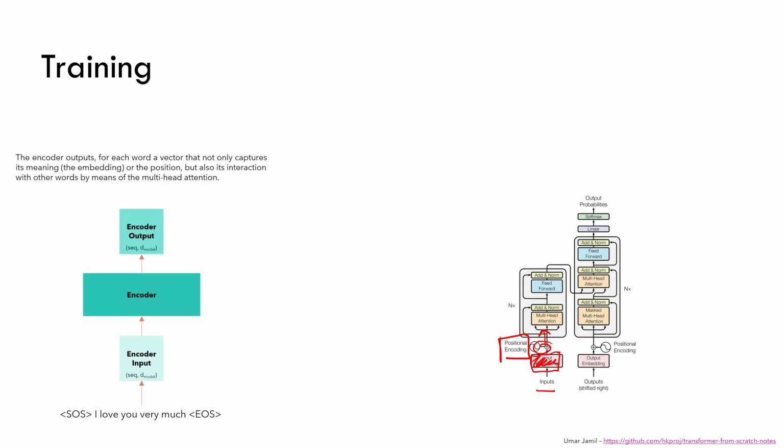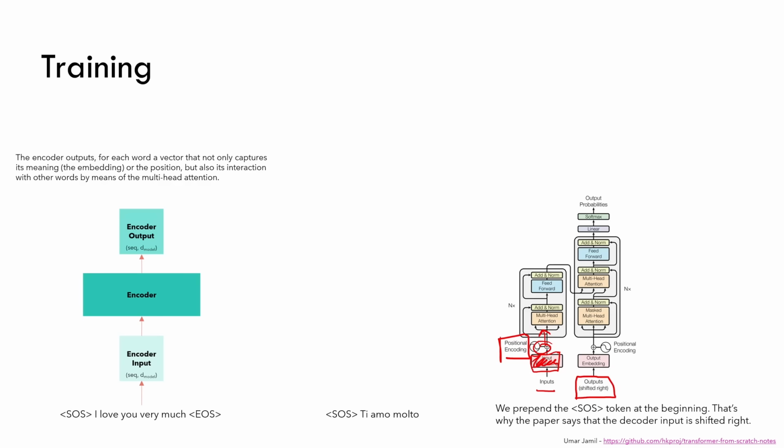We want to convert this sentence into Italian, so we prepare the input of the decoder, which is start of sentence "Ti amo molto." As you can see from the picture of the transformer, the outputs here are shifted right. What does it mean to shift right? Basically it means we prepend a special token called SOS, start of sentence.